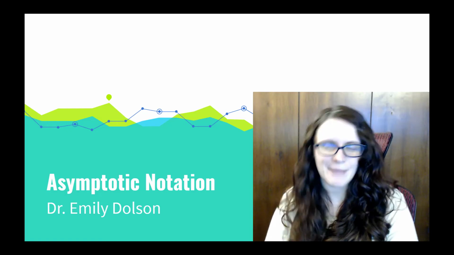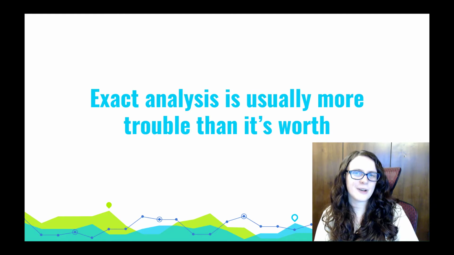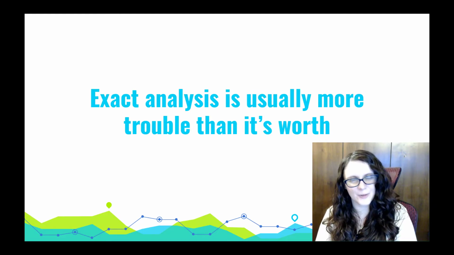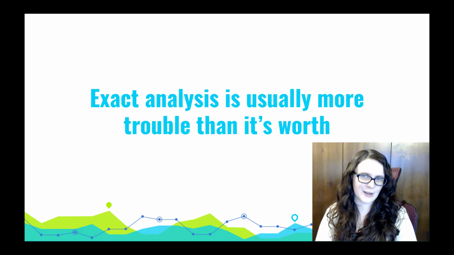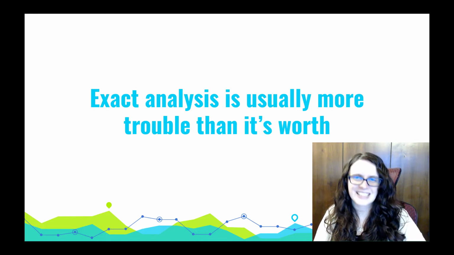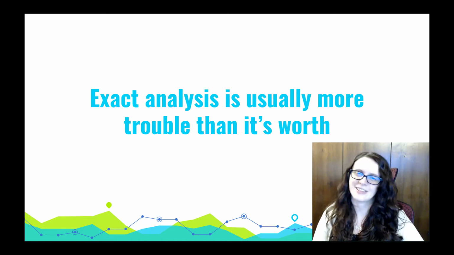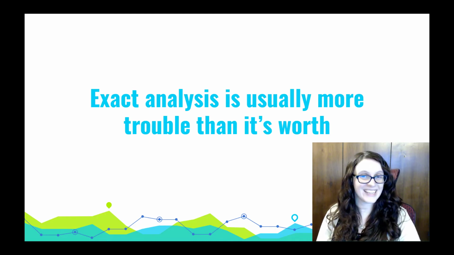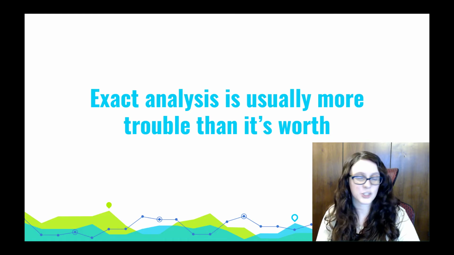Now we're going to talk about asymptotic notation, also known as big O notation. As you may have started to conclude from the previous video, exact analysis is usually more trouble than it's worth. Figuring out the exact number of time steps that each line takes can get kind of finicky. Sometimes you need to know about things that your language is doing under the hood. It's easy to miss steps, like the way the while loop has to get evaluated one extra time.